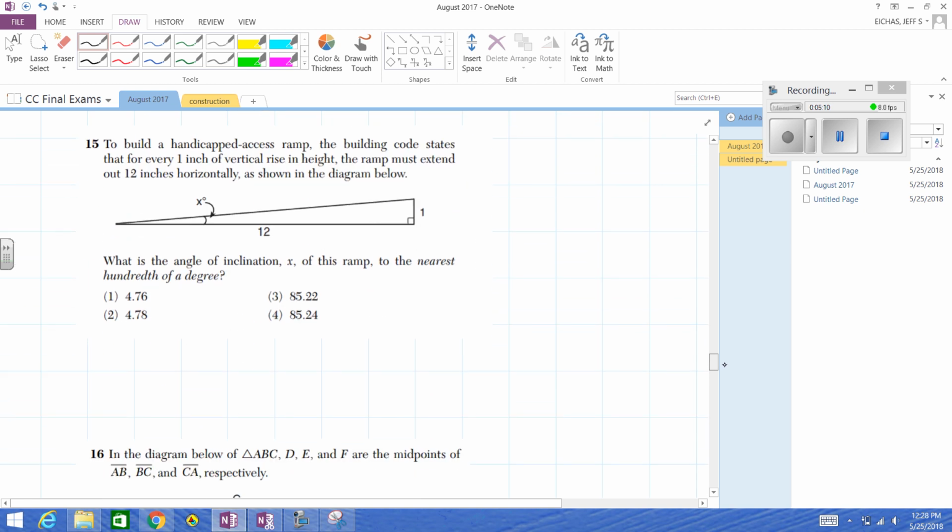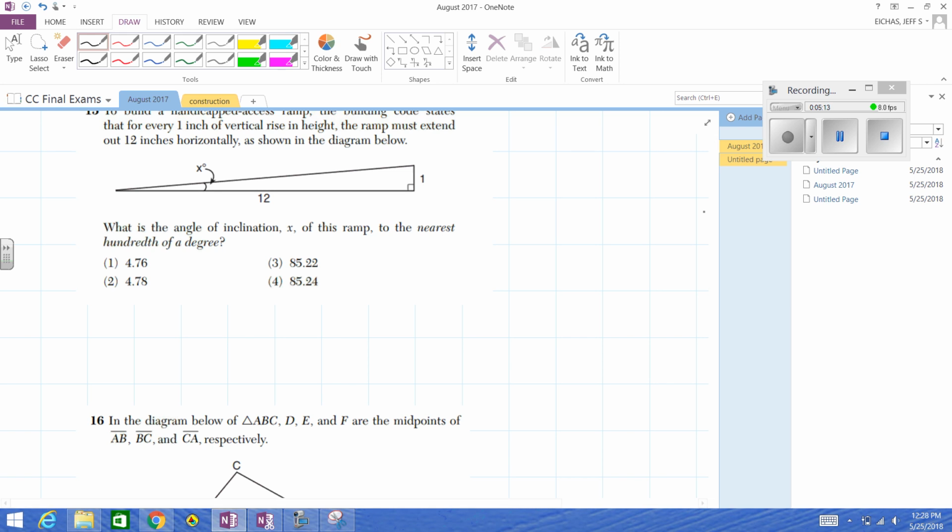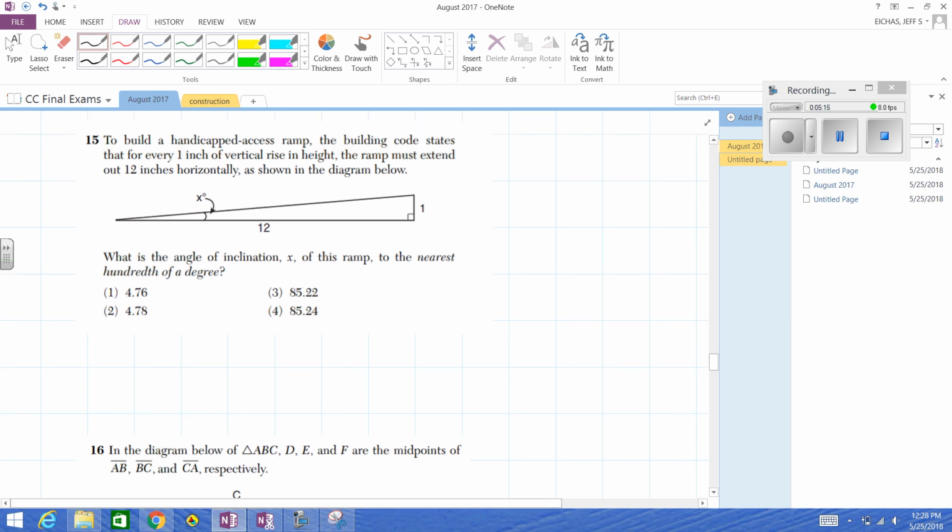Okay, number 15 is a trig problem, it looks like. Let's see here. 1 inch of vertical rise, and then horizontally would be 12 inches. Okay, so the units of measure are the same. That's important. What is the angle of inclination right there to the nearest hundredth of a degree?